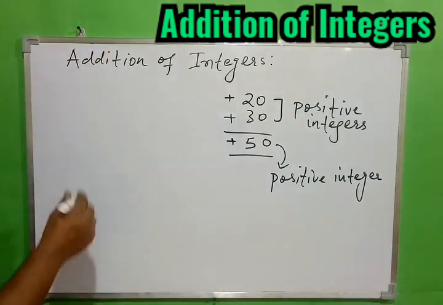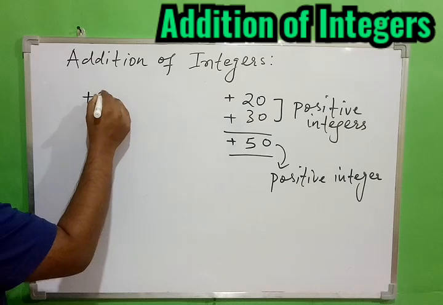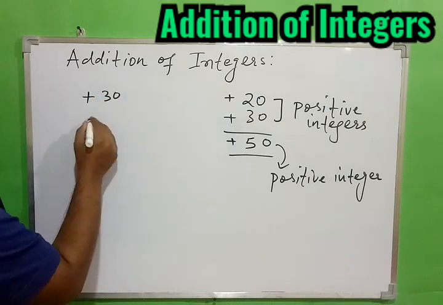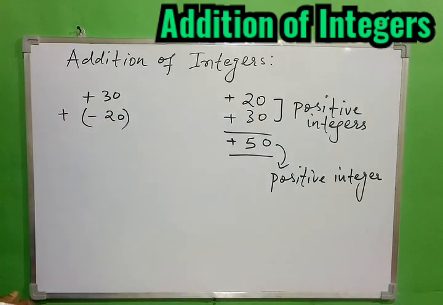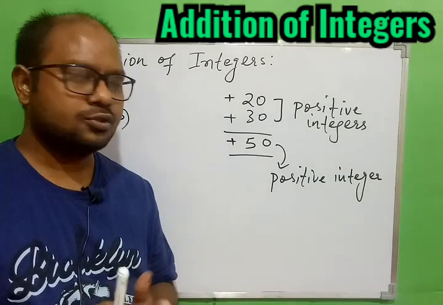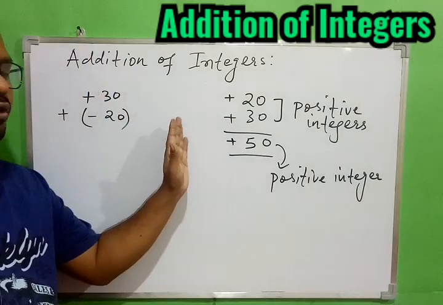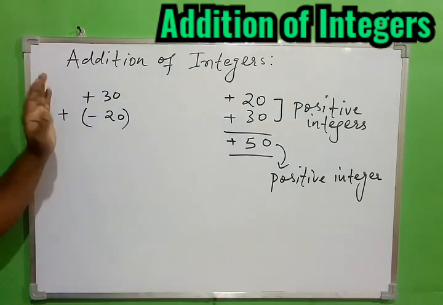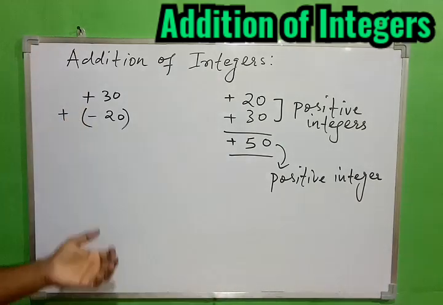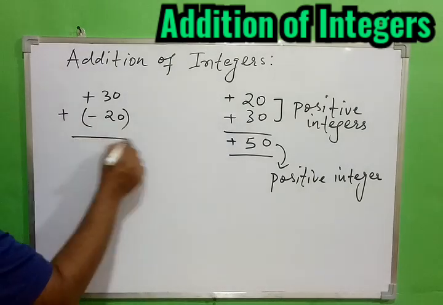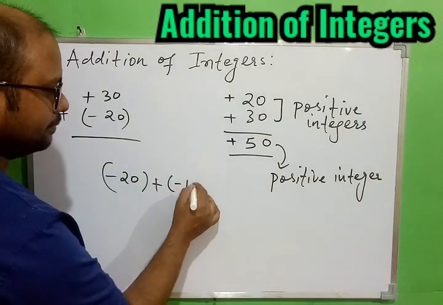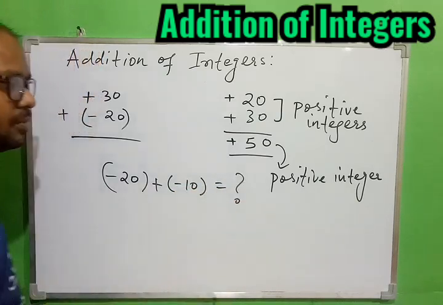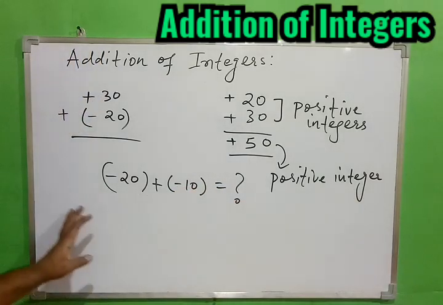But it is possible that you are given plus 30 and minus 20, and you have to add them. Then we have to see what is to be done. So adding positive integers you already know, but when we have positive and negative integers, how to add them? If you have negative and negative, for example, if I have to add minus 20 with minus 10, then what should be done? That is what we are going to learn today.